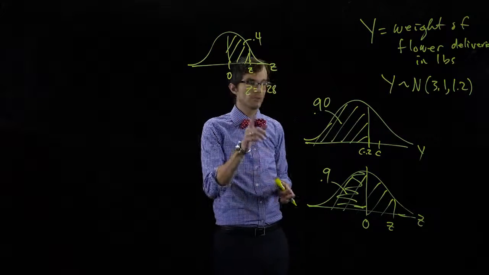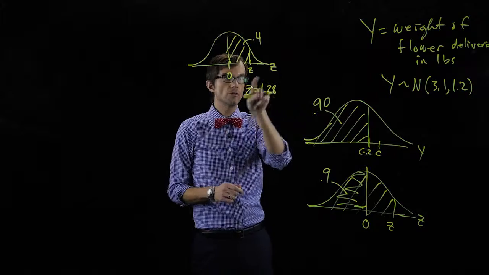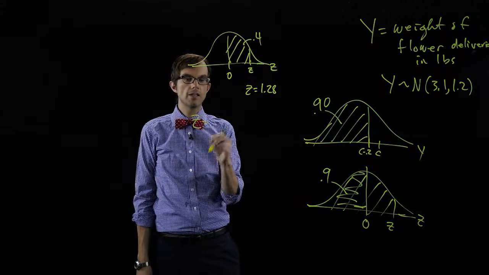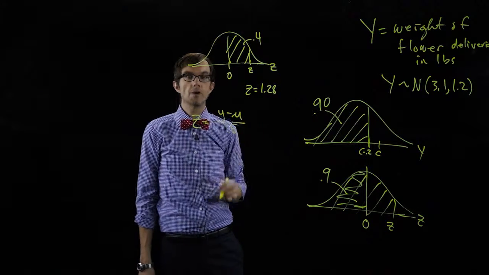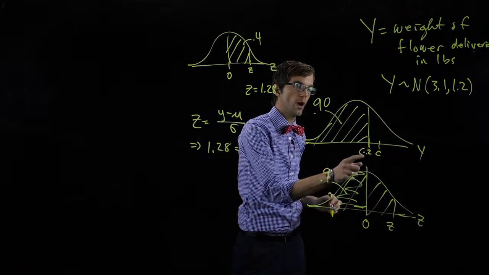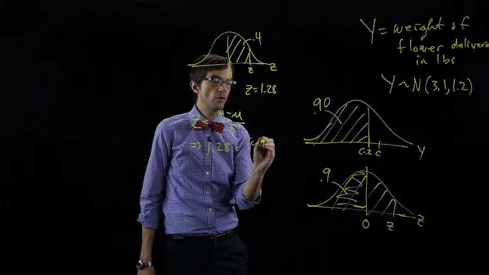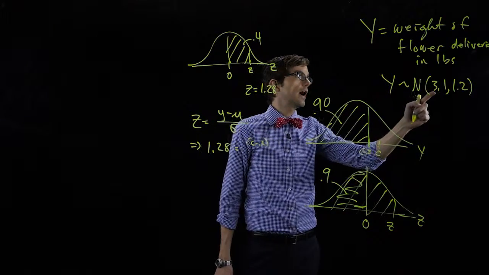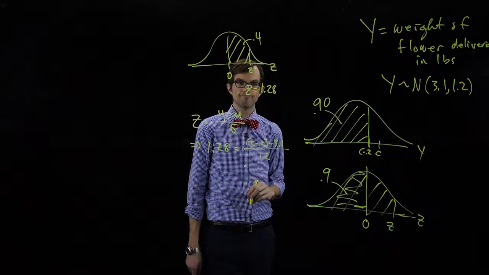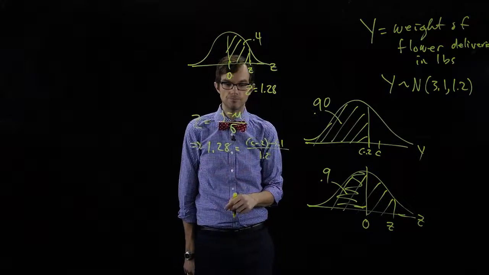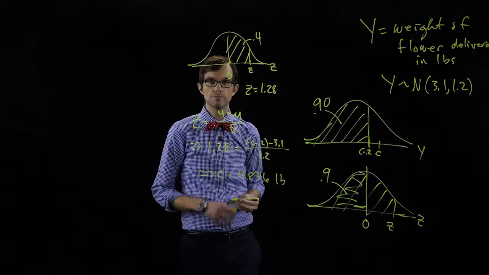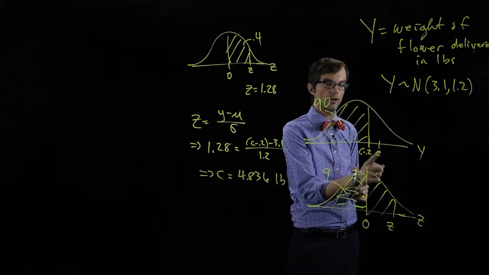Okay? So we need to convert this value to something on the y-axis to give us this value of C. So we use the z-score. Z equals y minus mu over sigma. Okay, we know the value of Z. That's 1.28. We need this value of y right here. That is C minus 0.2. Subtract from that our mean, 3.1, and divide by standard deviation 1.2. Now we just have to solve this for C. That gives us a value of C of 4.836 pounds.